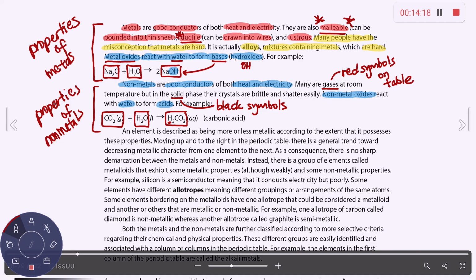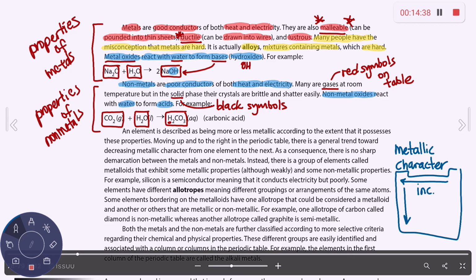Then we have the first trend that you are going to learn for the periodic table. The first trend is for metallic character. Metallic character increases to the left and down on the periodic table. So if this is your periodic table, that's the general direction. Make sure you memorize it. That's because you're moving towards the metals. So metallic character would be increasing, okay?